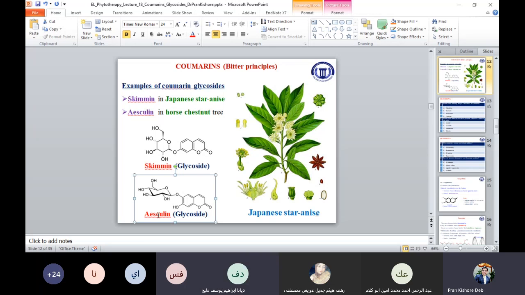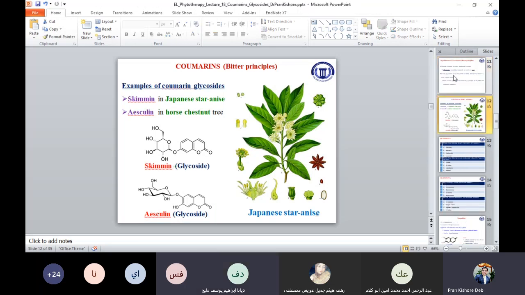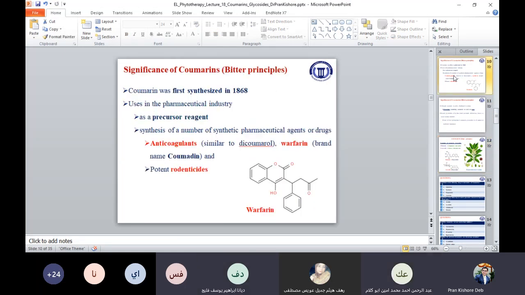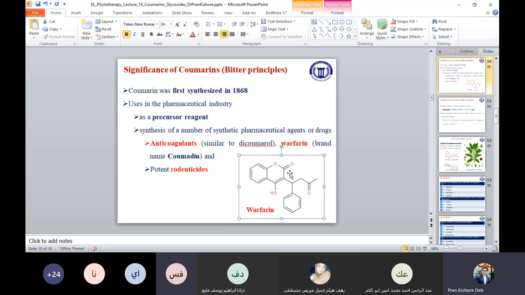Yeah, pharmaceutical agent. We studied two examples. Blood coagulant, that is anticoagulant, that is warfarin. It acts as a precursor for the synthesis of the anticoagulant warfarin. If you look at the structure of warfarin, do you see the structure of coumarin inside? Yes. Only at the third position there is a substitution. At the fourth position you have an OH group. So it is a derivative of coumarin.